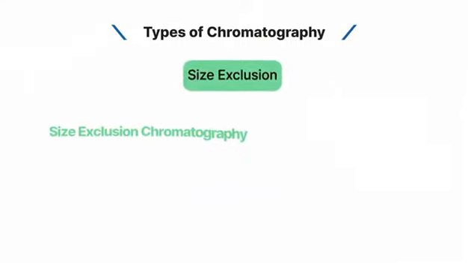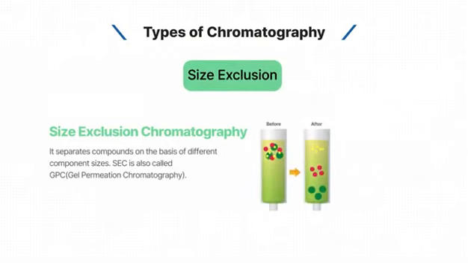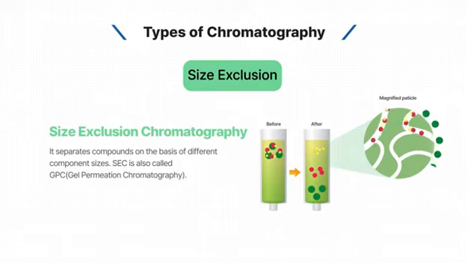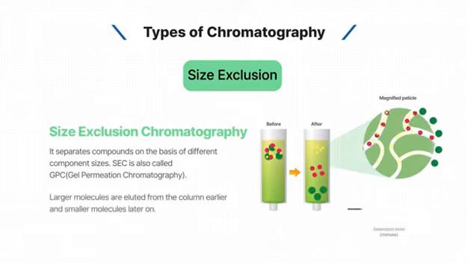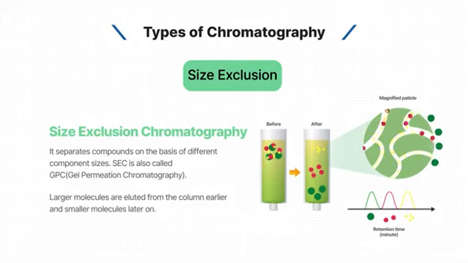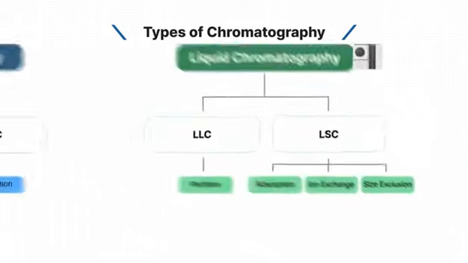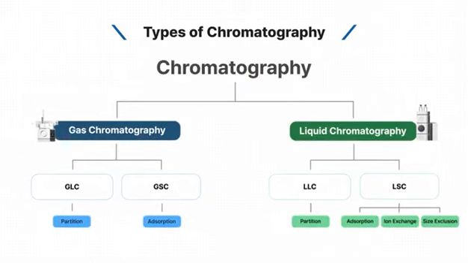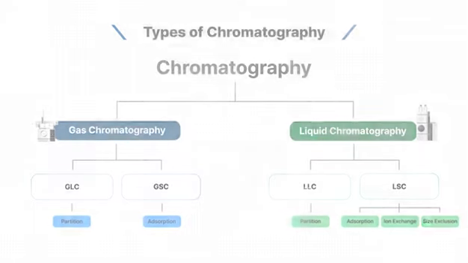Size exclusion chromatography. It separates compounds on the basis of different component sizes. SEC is also called GPC, gel permeation chromatography. Larger molecules are eluted from the column earlier and smaller molecules later on. So, this is the brief classification of chromatography types, and you can see how chromatography is classified at a glance.